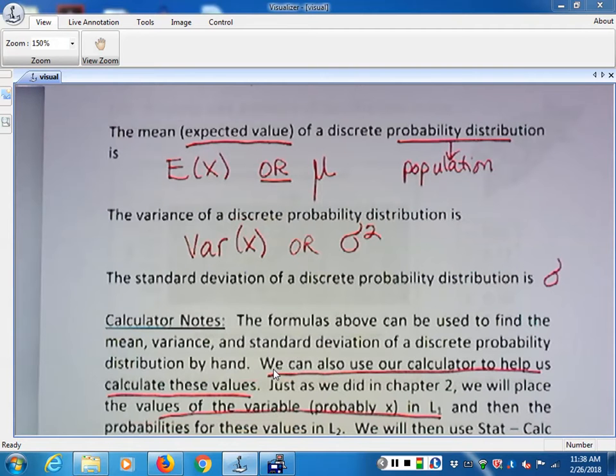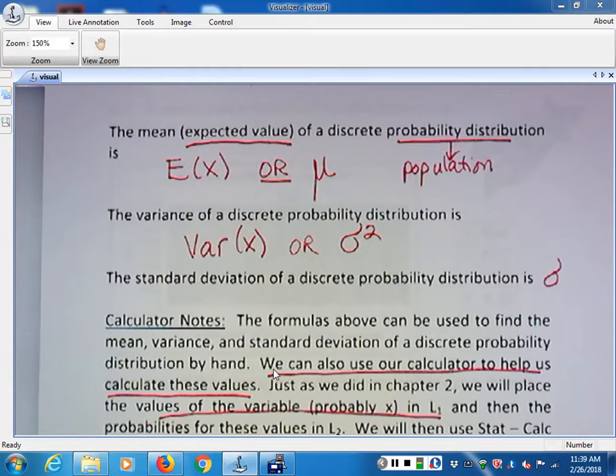And the variance of a discrete probability distribution is either VAR parentheses X or just sigma squared is fine also. And the standard deviation of a discrete probability distribution is sigma. We're going to get mu and sigma both using the calculator. You're not going to need a formula for that.